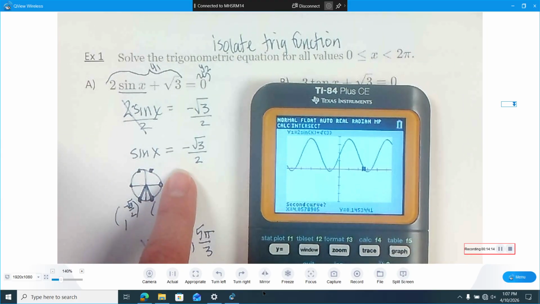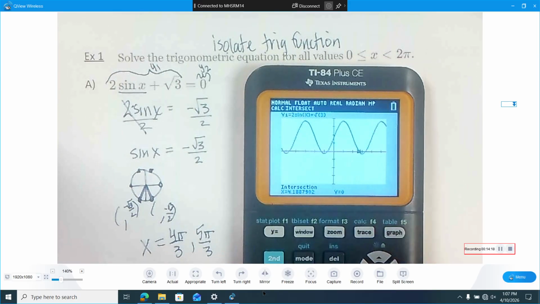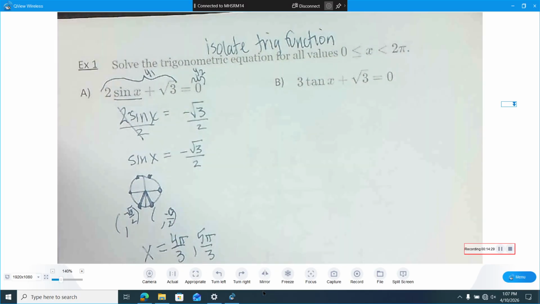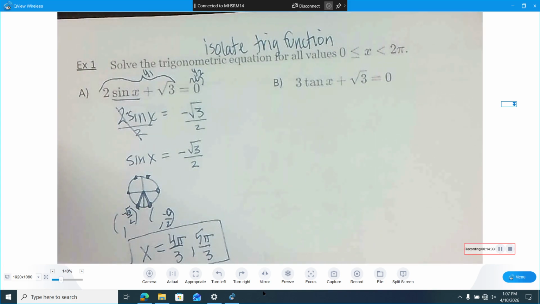And just hit enter, enter, enter. And it says 4.1887. So I'm going to check that. Is it 4 pi over 3? Yeah, 4.1887. Okay. So I know that I did it right, and so that's really, really good. So number B.